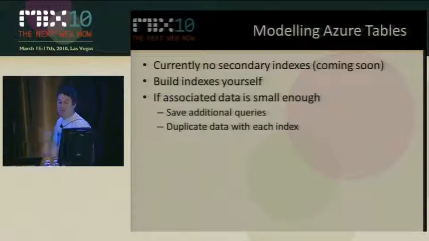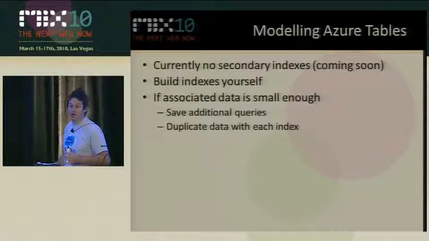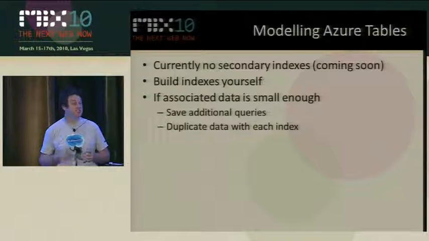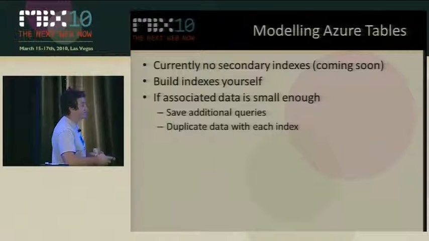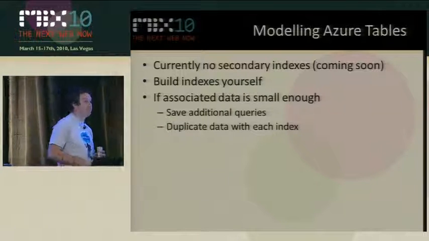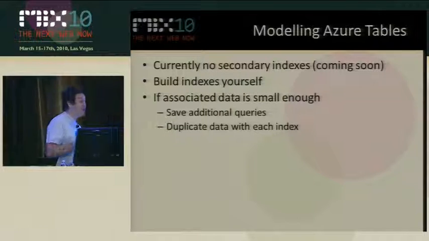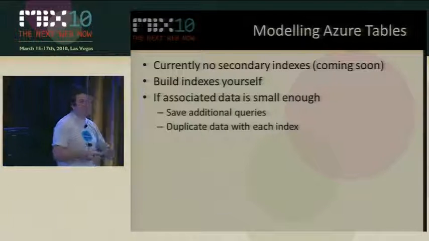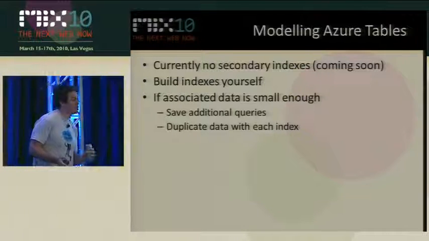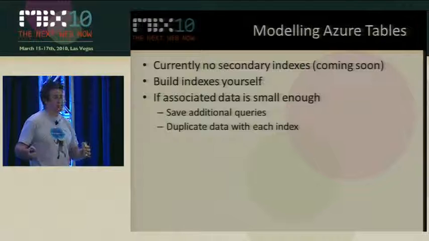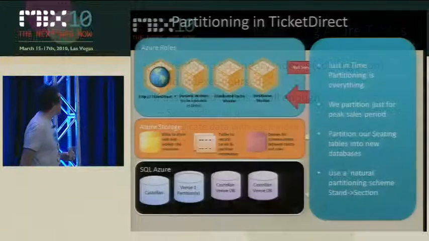Right? So there are currently no secondary indexes, so we need to build our own indexes. When we build our own indexes, it's often sensible for us to actually store additional data alongside the index. Think of it as being able to have a clustered index on every column, if you're a SQL person. Like the performance of a clustered index on every single column.